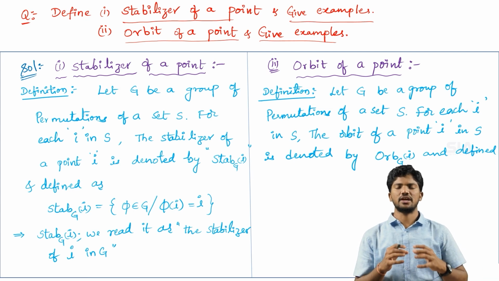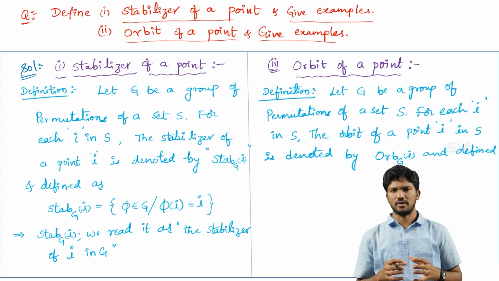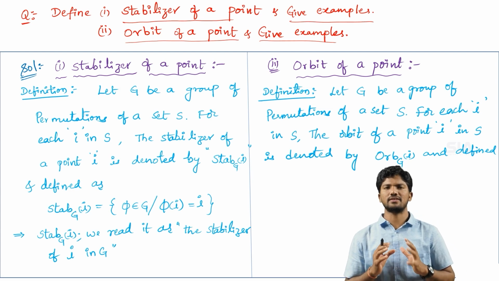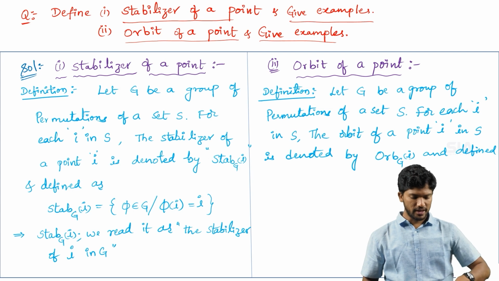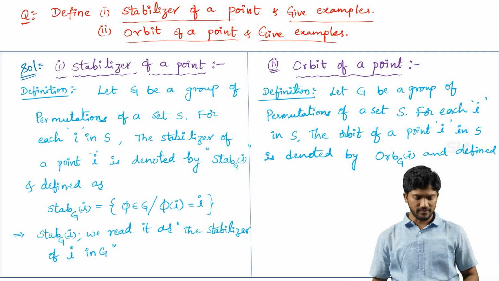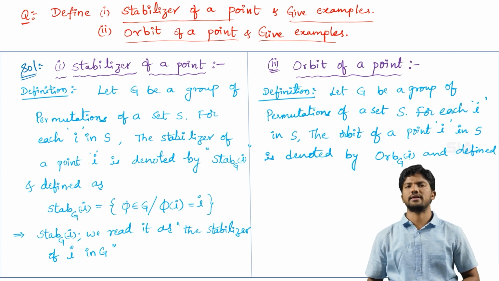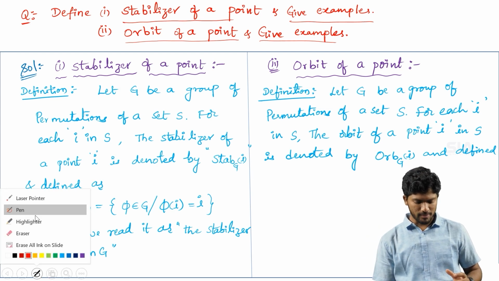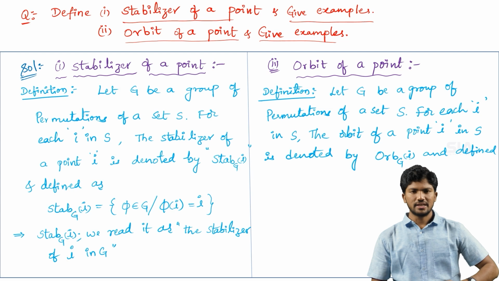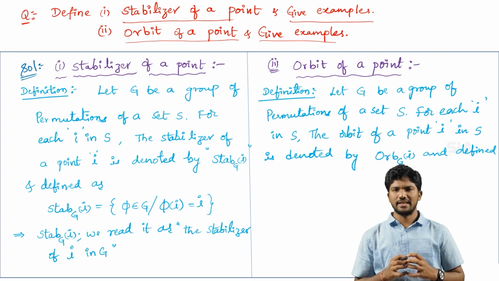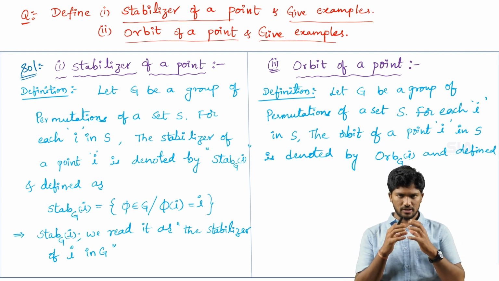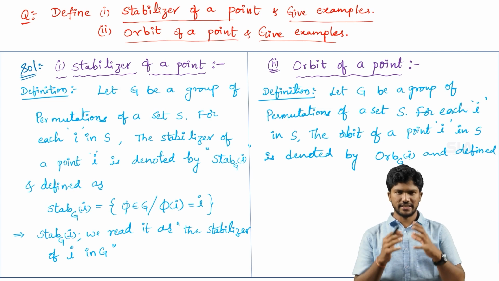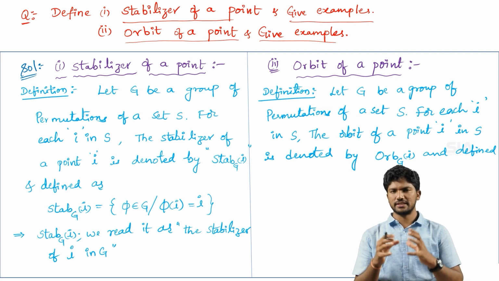In the examination, if you define any definition, then you definitely have to give at least one example. Only then will you get full marks. So therefore, here we are entering into the solution. First of all, see the definition of the stabilizer of a point. In the name itself we clearly have stabilize. Stabilize means steady, constant. There is no change in the place of the value.